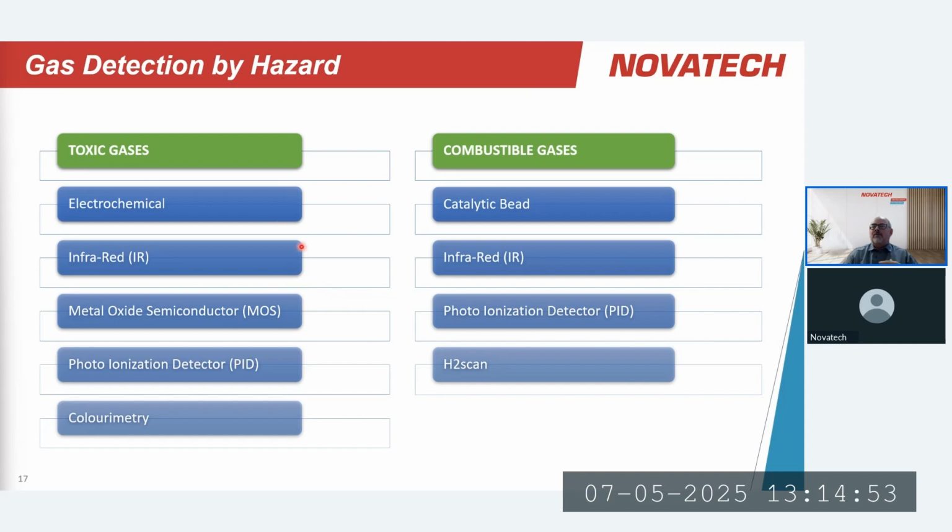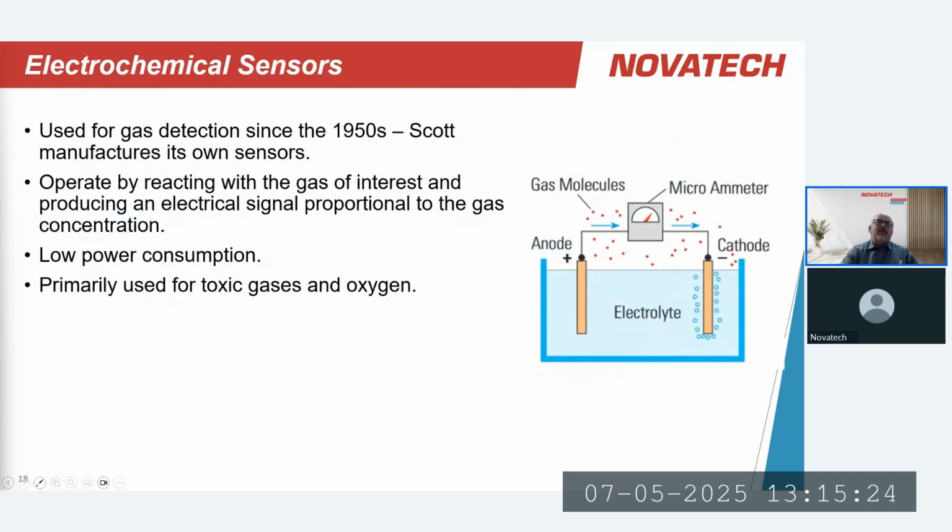So if you see the list of toxic gas technologies, electrochemical, metal oxide semiconductor, PID, colorimetry, they don't exist on the combustible side. And likewise, on the combustible gas side, catalytic bead detection and H2 scan, which is a very specific one, does not exist on the toxic gas side. So let's go through them. And the order is somewhat in terms of increasing complexity, if I can say that, though it's not necessarily true all the time. Let's start with electrochemical sensors.